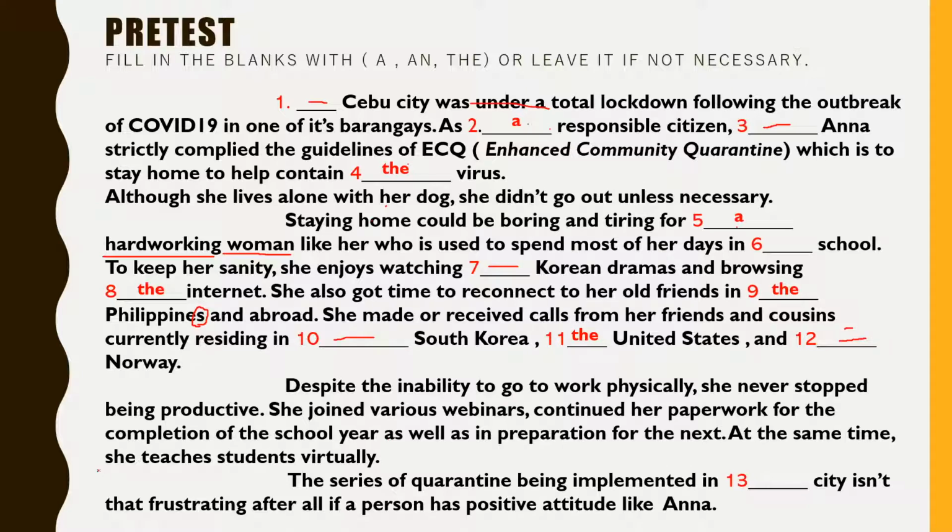Despite the inability to go to work physically, she never stopped being productive. She joined various webinars, continued her paperwork for the completion of the school year, as well as in preparation for the next. At the same time, she teaches students virtually. The series of quarantine being implemented in, we have city, but it's no name of city. So the answer is no article or there's an article. Let's see who answered it right.